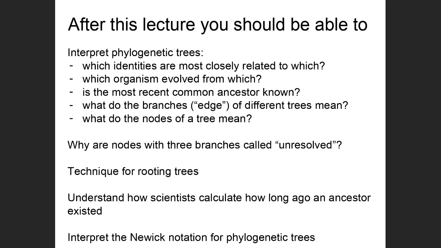And the nodes, what do the nodes mean? That depends on what entities you are comparing in the tree. So you'll see why the nodes with 3 branches are called unresolved. There will be nodes that are resolved and others that are unresolved. And why do we call it unresolved? Basically, we don't have the full information here, and therefore our tree will have more than 3 branches at that one node. You see an example of that.